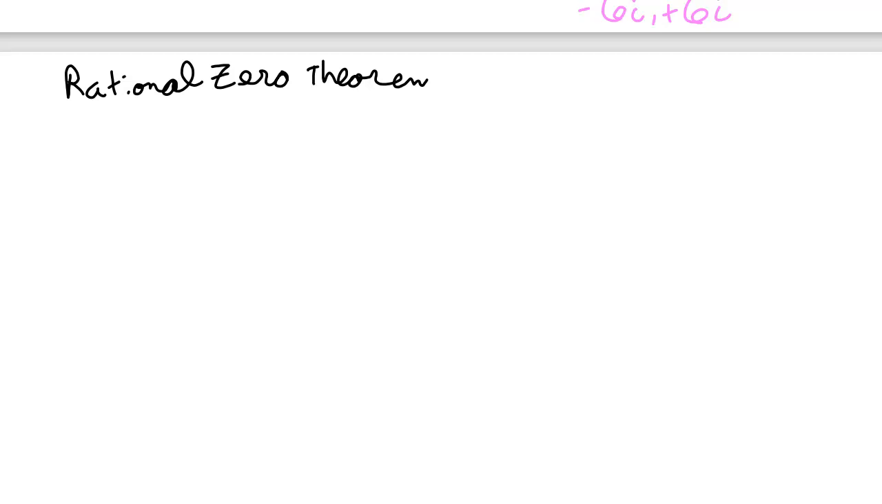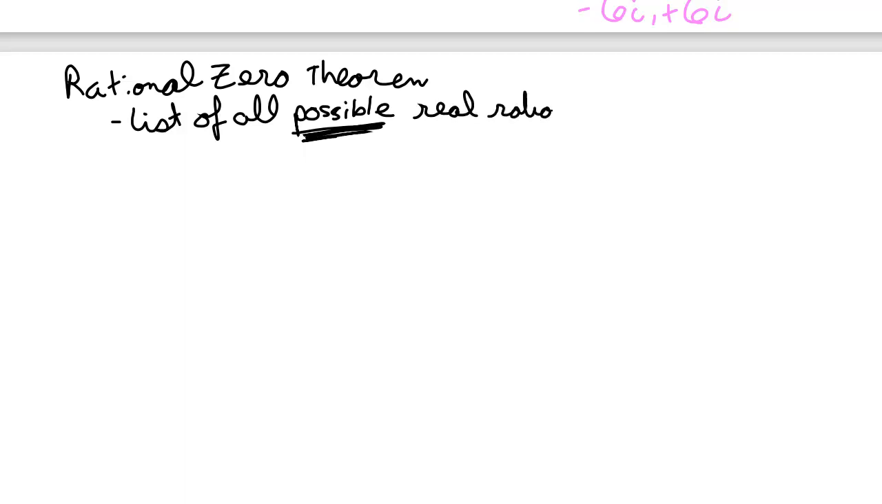So the rational zero theorem is going to give us a list of all possible, now key term, possible, real, rational zeros for a particular polynomial. This is not going to include our irrational or our imaginary non-real zeros. This is strictly going to give us those rational zeros.